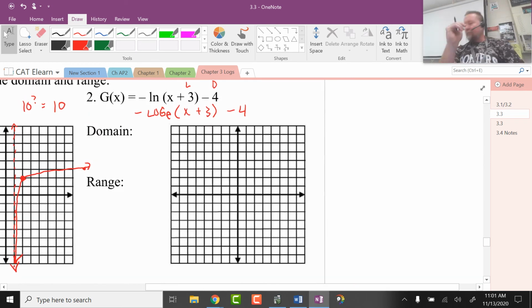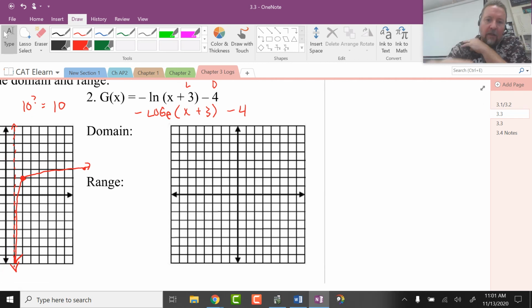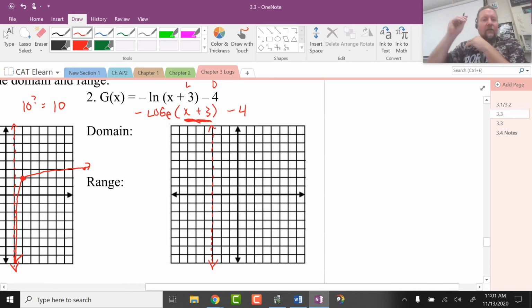Okay, so where's the asymptote, Lucas Frank? X equals negative 3, left 3. We can't plug in -3 because that gives us 0, and ln of 0 is undefined. But we can plug in -2, and we're going to go ahead and plug that in.